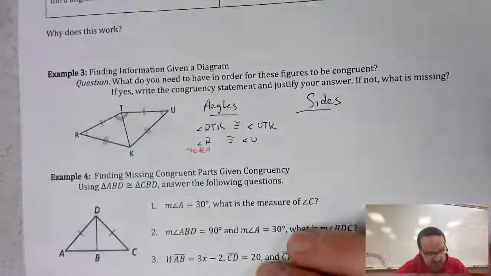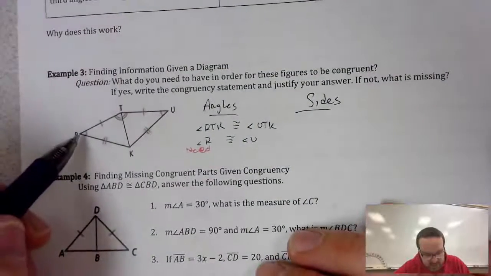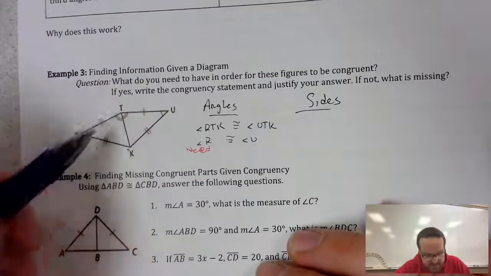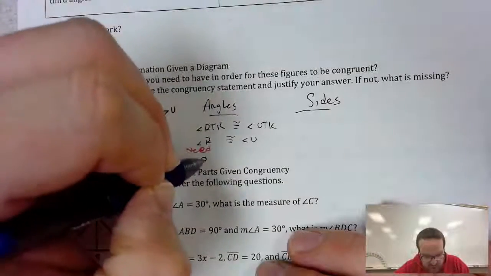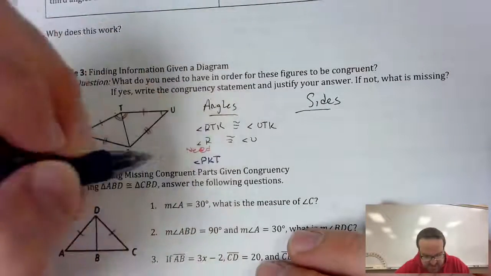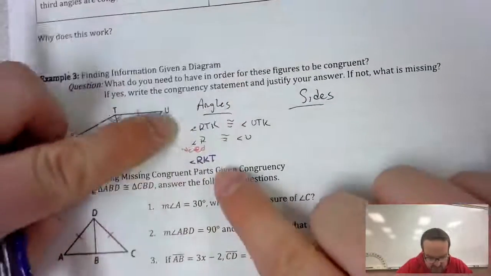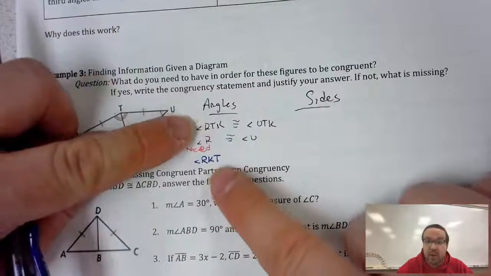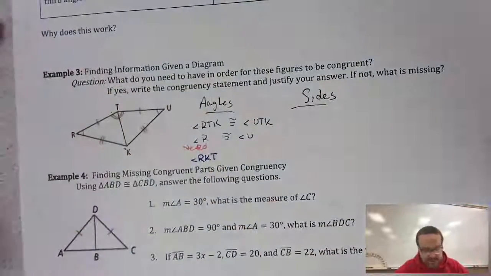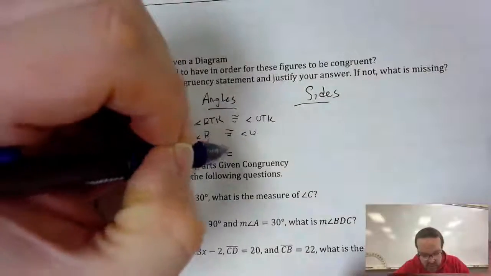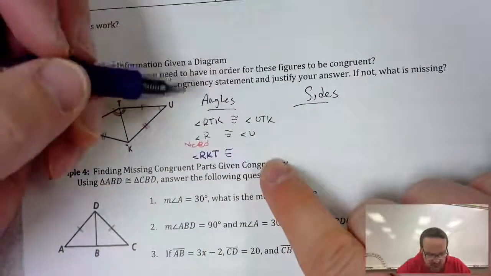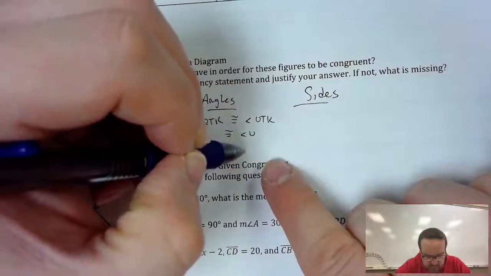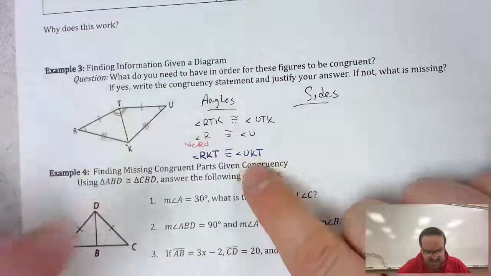RKT, right? Now notice how similar these two are. Order matters here, right? So that's important to know. And then with this one, we'd have UKT. So I need that third angle. So this is what it's asking for, right? It's asking for what is missing, right? That's what happens right here with what I need.